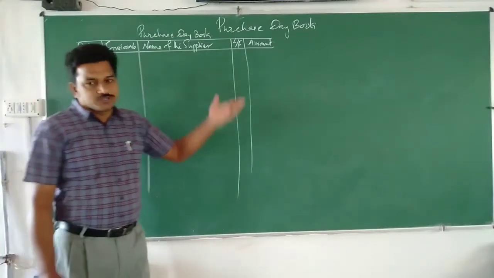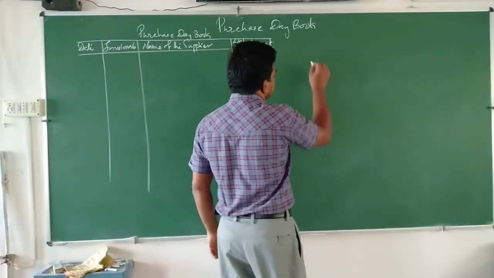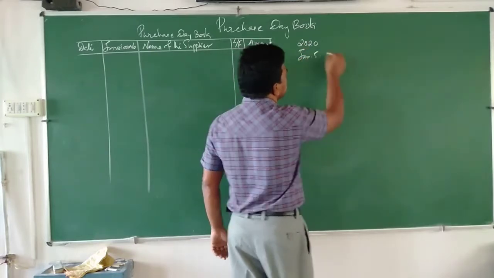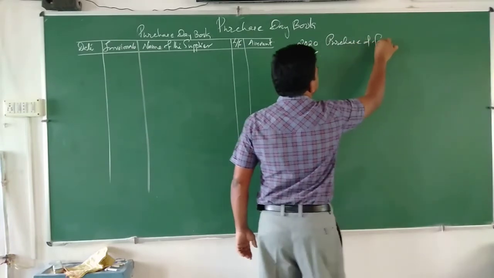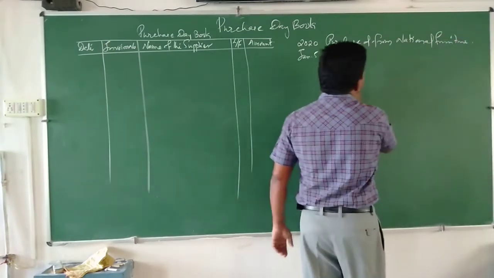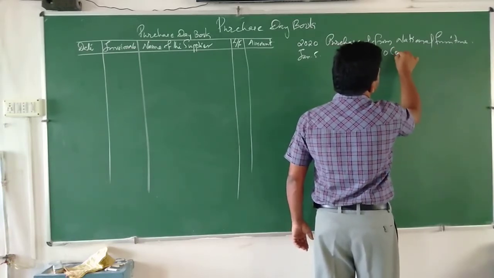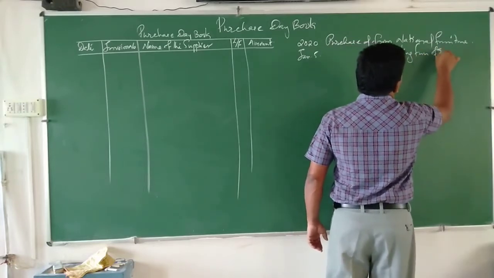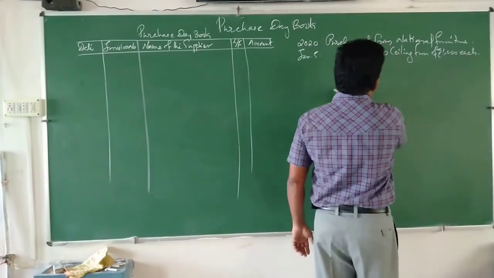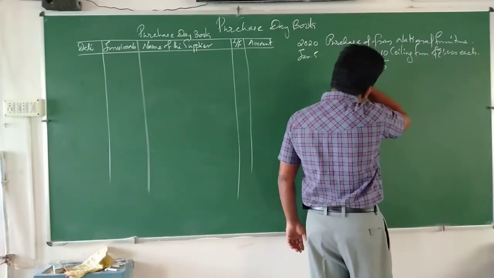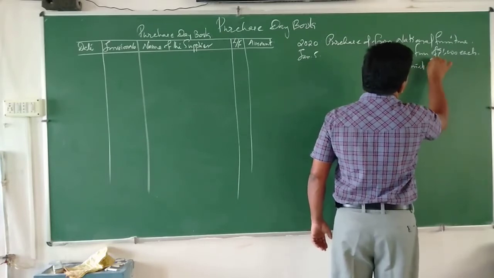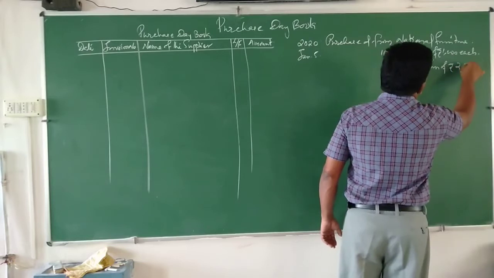Okay, so let us solve a question here. For example, 2020 January 5, purchased from National Furniture, ten ceiling fans of ₹1,000 each. Then 5 pedestal fans of ₹2,000 each.